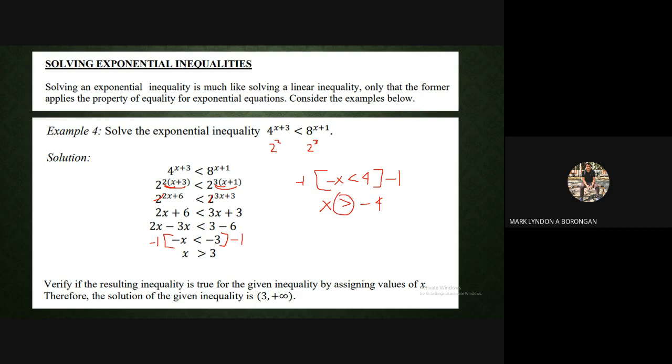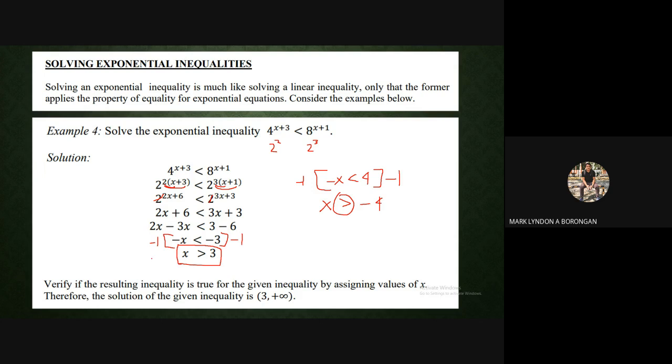So this goes for all inequalities. Okay? So our negative x is less than negative 3, when multiplied with negative 1 on both sides, you'll now have x is greater than 3. So this will be our final answer.